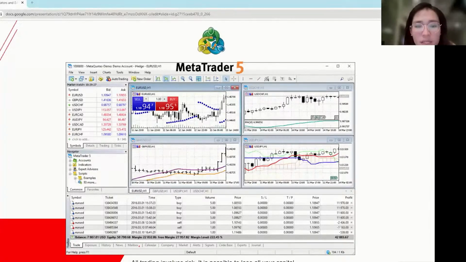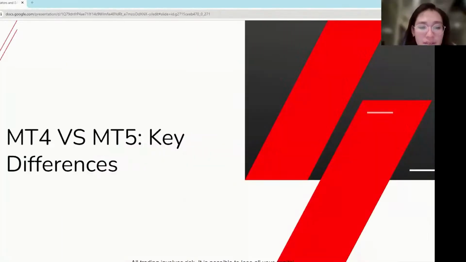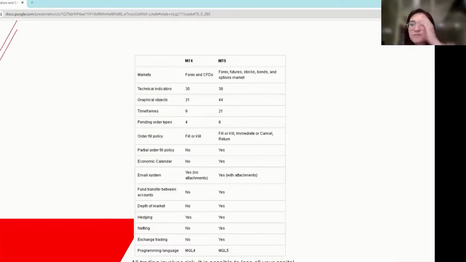Okay. Another difference is the improved order management, which is more sophisticated order types and execution options. It also boasts faster performance and deeper market depth information. So that basically provides you greater insight into the liquidity and order flow of a given instrument. Okay, so MT4 and 5, some key differences.